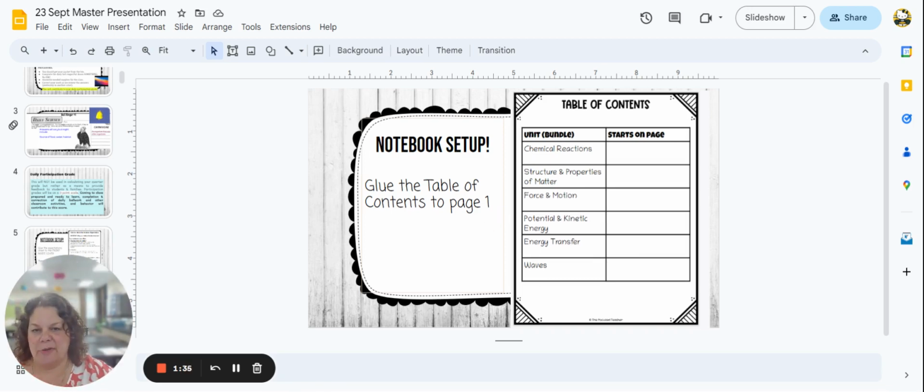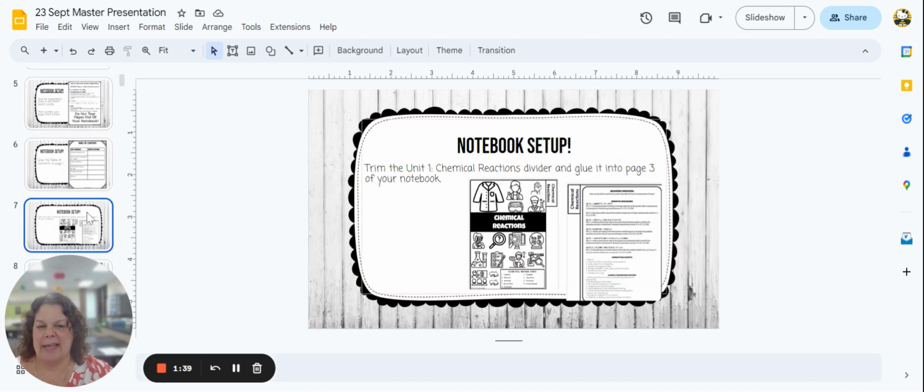Then the next thing you're going to do, if I can get my slide to advance, is cut and trim our first divider page. It's for chemical reactions. And I'm not exactly sure what color yours is printed on. Mine last year was printed on purple, so it looks like this. And so you want to trim it. The front side goes here. So it talks about chemical reactions. And then on the back, it's got some important information and it should be glued like this.